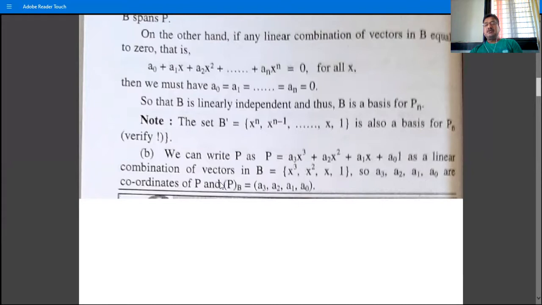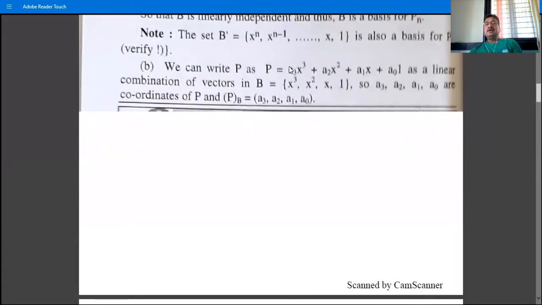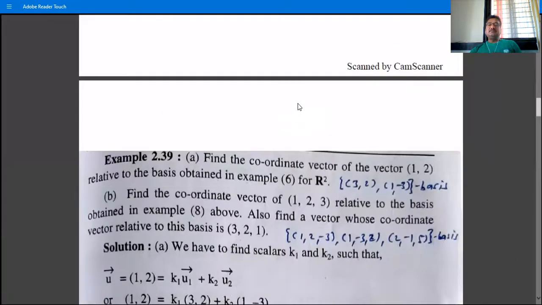So it is a linear combination of the vectors x cube, x square, x and 1, and therefore a3, a2, a1, a naught are the coordinates of p, and the coordinate vector of this p, written as p at the bottom b, is equal to, in round brackets, a3 comma a2 comma a1 comma a0. Okay, so write, the sequence is important. So this is the coordinate.